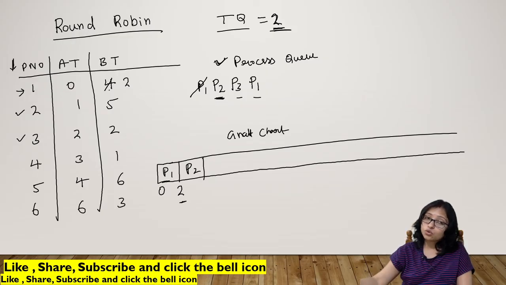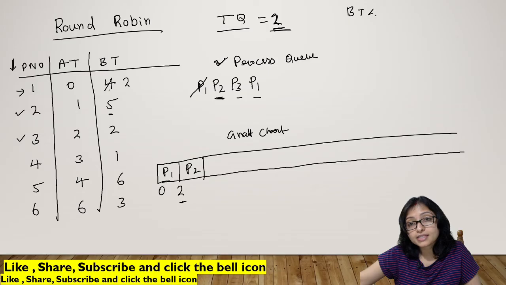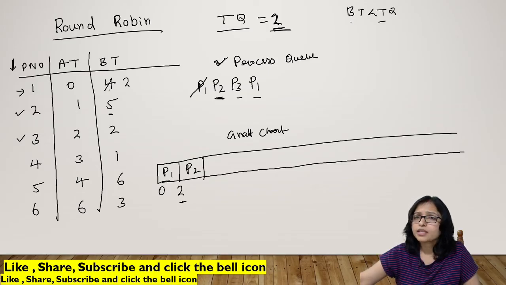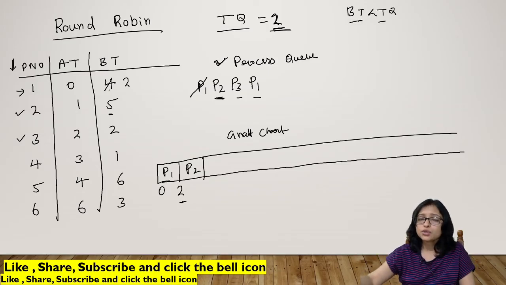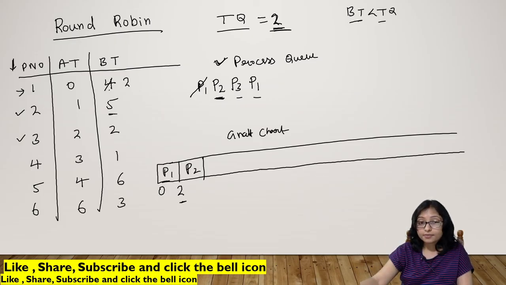P2 will execute more 2 millisecond and its burst time is 5. And always check the burst time. If the burst time is less than the time quantum, then I will execute that much only. So if it is less than 2 millisecond, I will execute that much only. Necessarily, I will not take the time, right? So that's why always check the burst time. Here it is 5. Now it will execute more 2 millisecond, that is 4. So here it will be remaining 3.